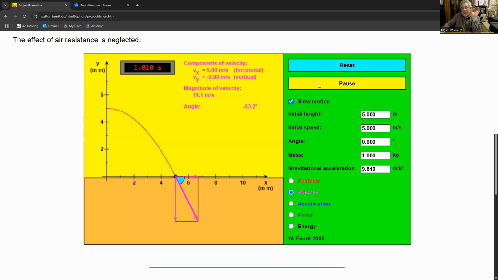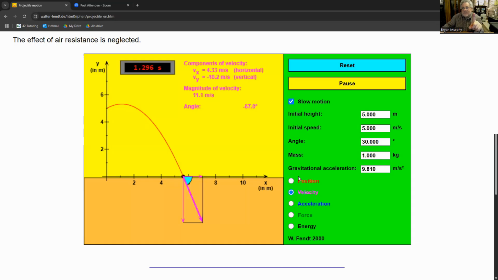Okay, I'm going to reset it and do this at 30 degrees, because that is like one of our exam questions. Something is going to be projected off a cliff at an angle to the vertical like that. Now we're going to have to think about what's going on to answer the rather tricky questions.